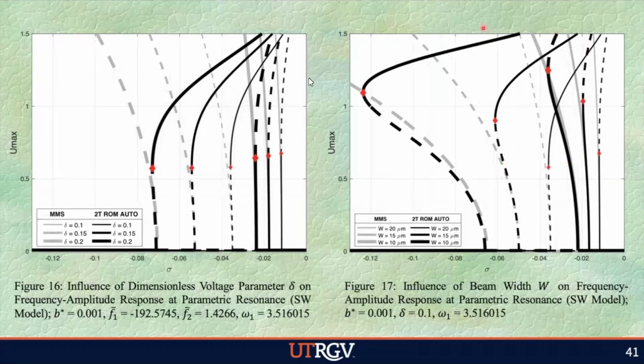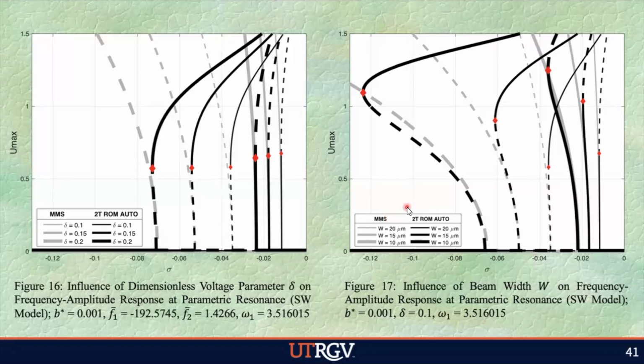This shows the effect of the voltage parameter and beam width. On the left, increasing the voltage parameter causes the response to shift towards lower frequencies. The resonant zone also becomes wider since the subcritical bifurcation point shifts more than the supercritical bifurcation point. On the right is the effect of beam width.